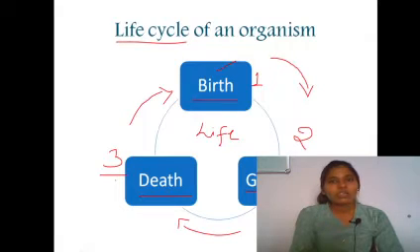So what can an organism do in its life? After birth, it can grow, and growth will lead to maturity of the organism, and a matured organism is able to reproduce. And aging will lead to death in an organism, and that is the end of the life of that organism.